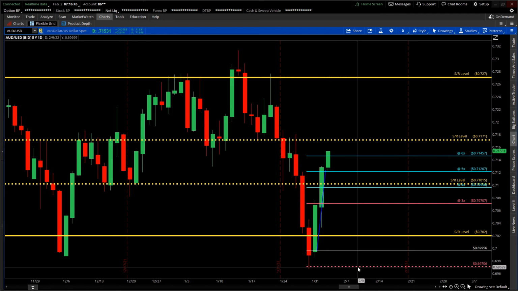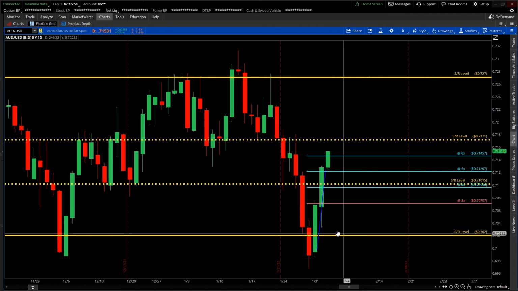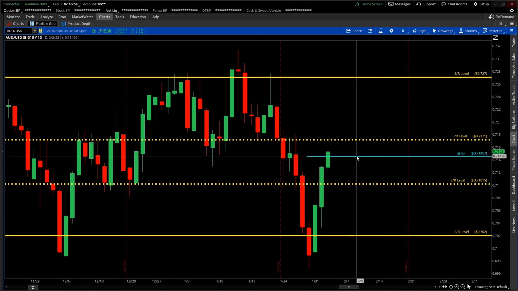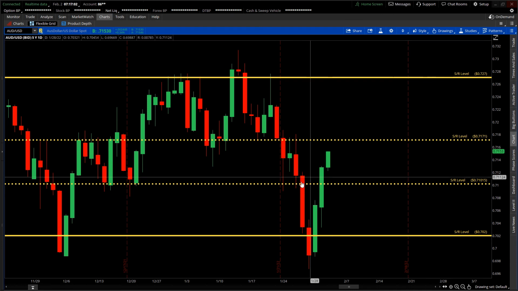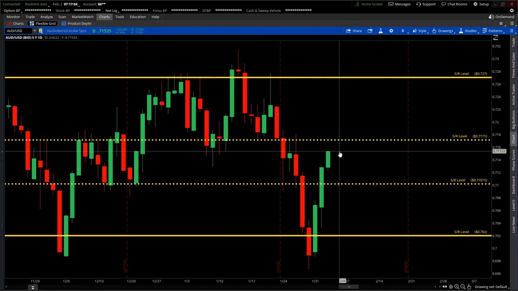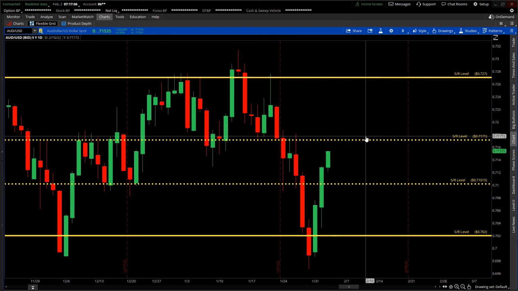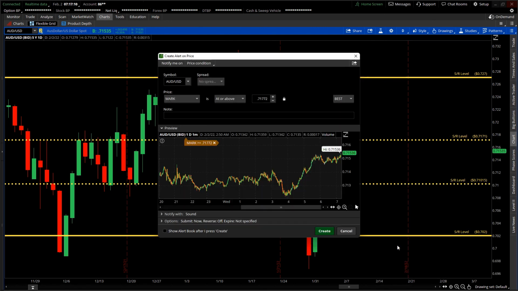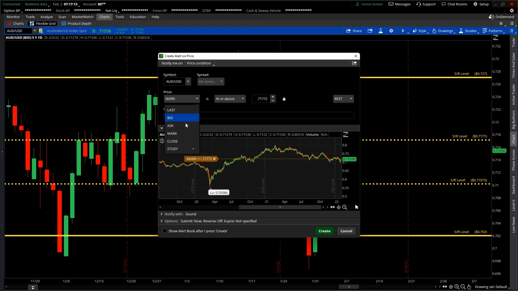So what I'll do is I'll just delete these lines now. This way it's a lot cleaner. And I'll also set an alarm here just to notify me that price is now above a certain level for potential long.